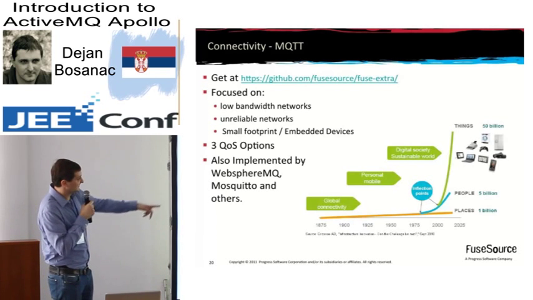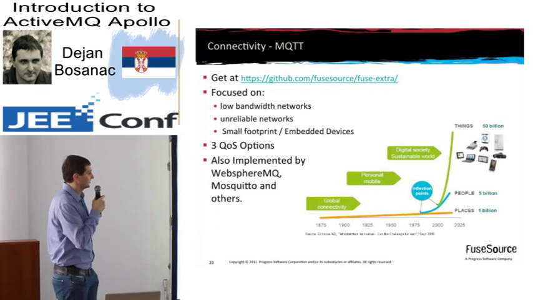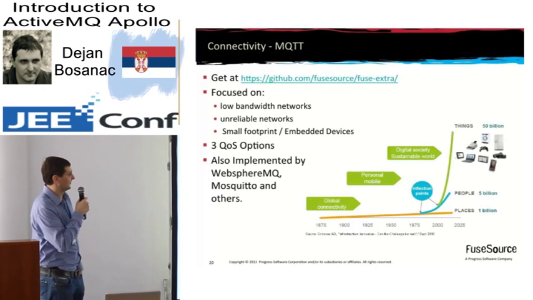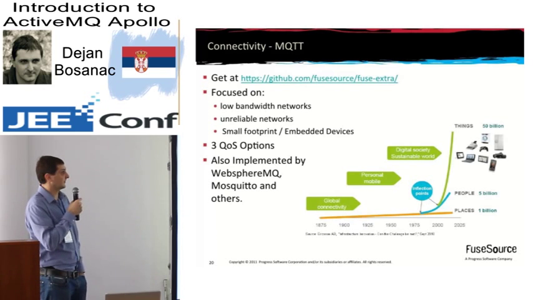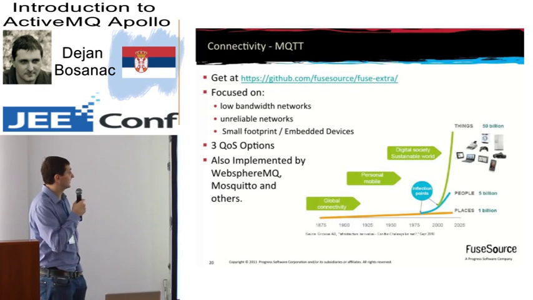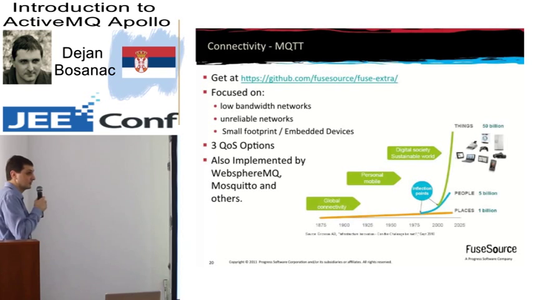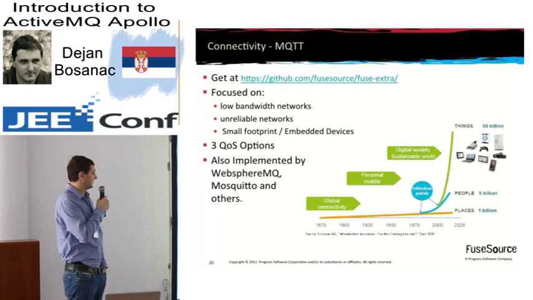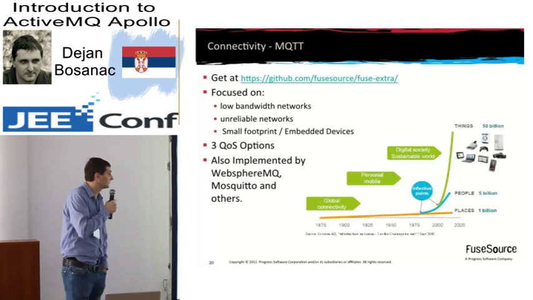And as you can see on this graph, this is a prediction about machine-to-machine communication in the future, and it's predicted that soon all the fridges and all the devices, not just our smartphones, will need to communicate with each other, and this is one of the protocols that will allow that. It's also implemented by WebSphere MQ and Mosquitto Broker.